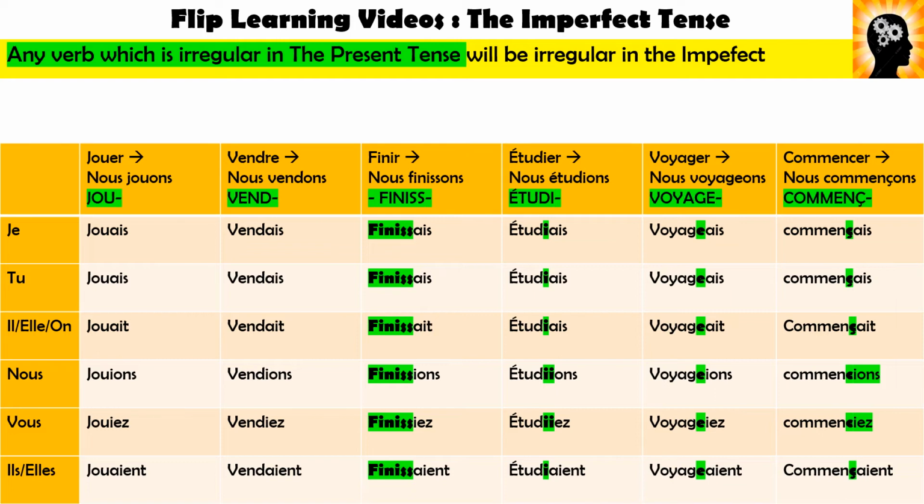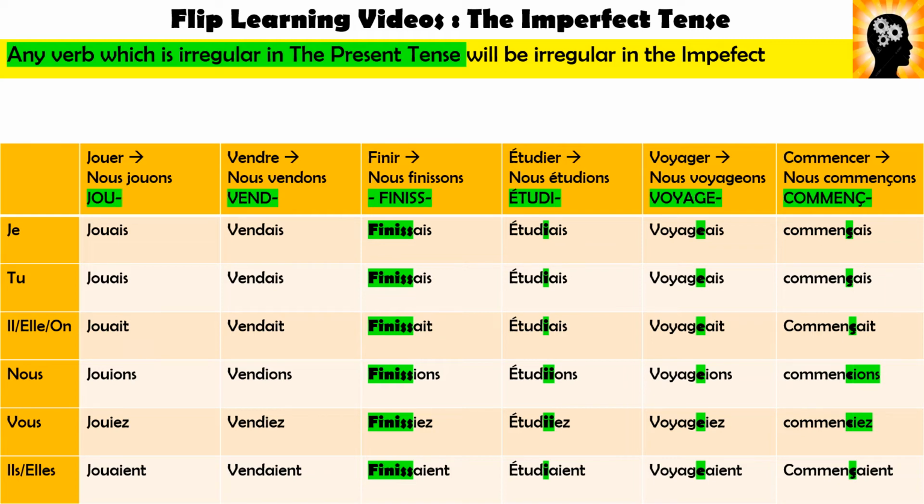So here I've got a collection of verbs that you need to know. Jouer and vendre I've put first. A regular ER verb, a regular RE verb, they shouldn't cause you many difficulties. It's the rest of them, the second half from finir onwards, these are going to stand out.